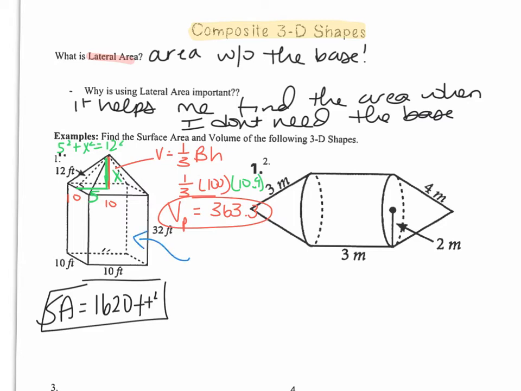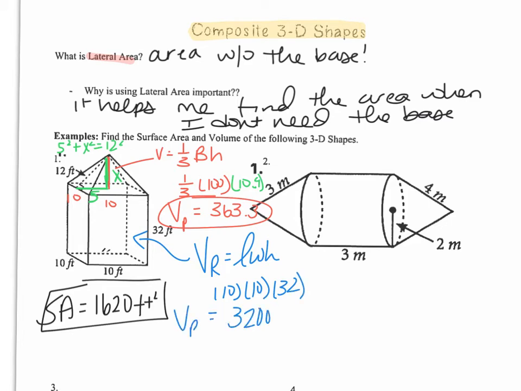So now I want to find the volume of my rectangular prism. Length times width times height. So 10 times 10 times 32. So that's 3,200 is the volume of my rectangular prism. So the volume of this whole composite figure is 363.3 plus 3,200. And you get 3,563.3 feet cubed.